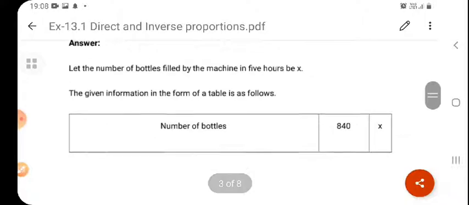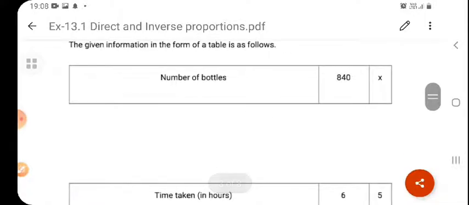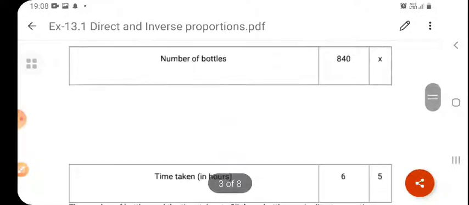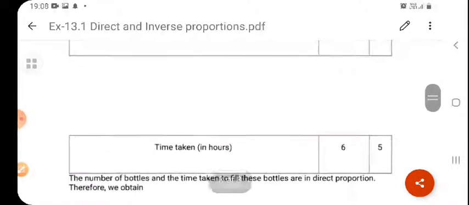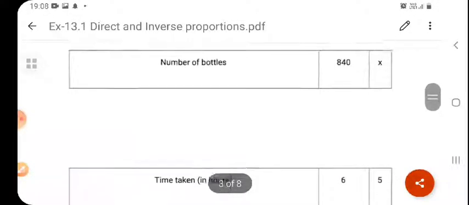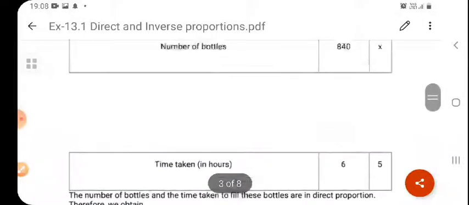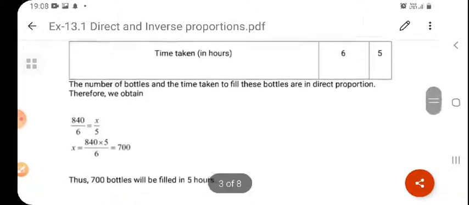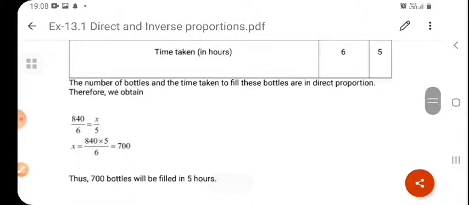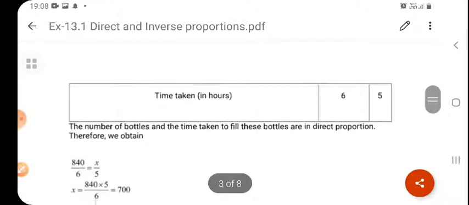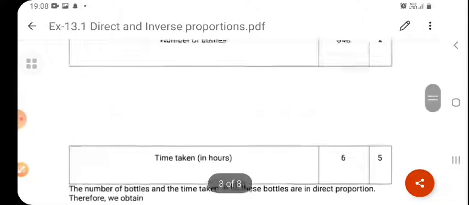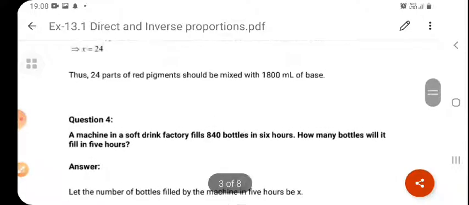For 840 the time is 6 hours, and for x the time is 5 hours. We have to calculate the number of bottles in 5 hours. So we will take the ratio 840 upon 6 is equal to x upon 5. Here the number of bottles and time in hours are in direct proportion. Therefore, we will directly get the answer by taking the ratios.